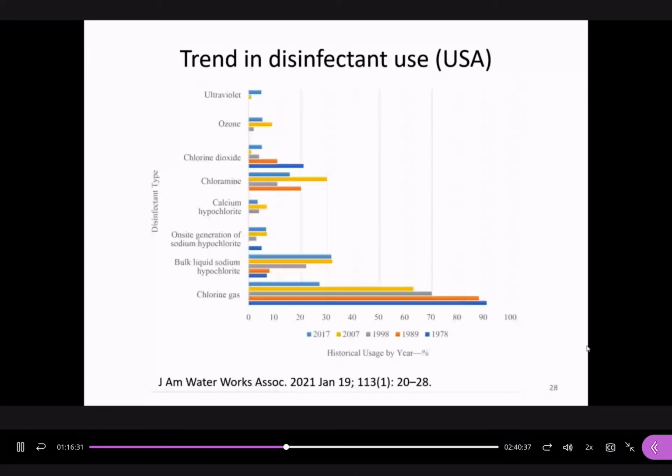But how about nowadays? This light blue color. Nowadays, chlorine gas is less than 30% in the US. Equally important is hypochlorite, so these two combined are close to 60%. But we have seen other uses, chloramine, and some ozone, some UV. You can see the trend: a substantial decrease of chlorine gas and an increase of hypochlorite. Chloramine peaked in the 2000s, and now the usage has been reduced somewhat. But free chlorine is still a majority.